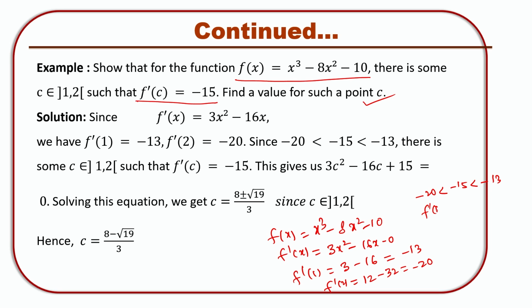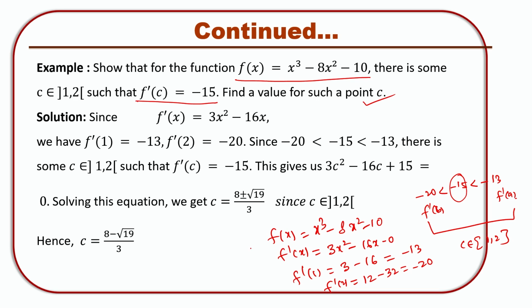This is f dash of b and this is f dash of a, right? So, this means minus 15 is lying between f dash of a and f dash of b. That means there must exist some number c between a and b such that f dash of c is going to be minus 15. And how can I get that? By the Darboux theorem, we have solved that c must belong to 1 and 2, right?